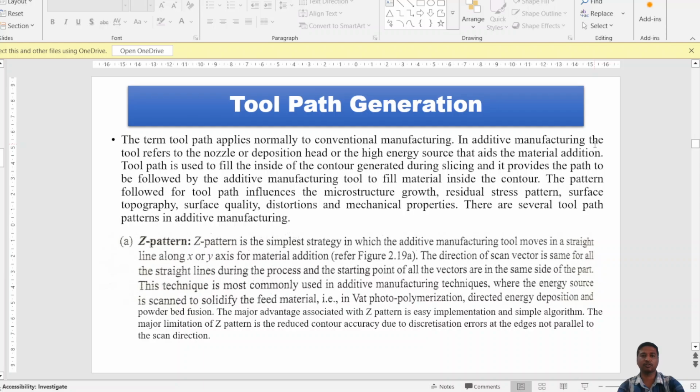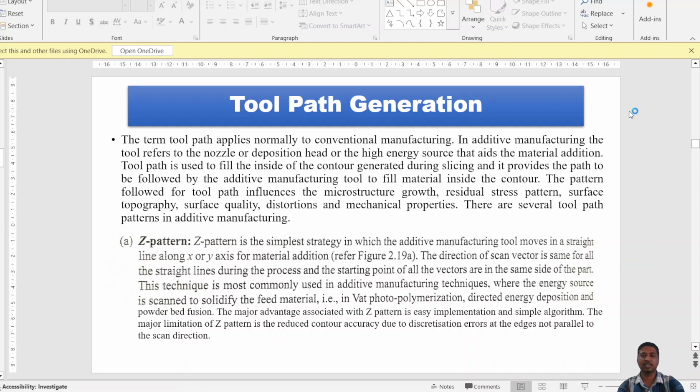The pattern followed for toolpath influences the microstructure growth, residual stress pattern, surface topography, surface quality, distortions, and mechanical properties. There are several toolpath patterns in additive manufacturing. The first one is the jet pattern. Jet pattern is the simplest strategy in which the additive manufacturing tool moves in a straight line along the x or y axis for material addition.